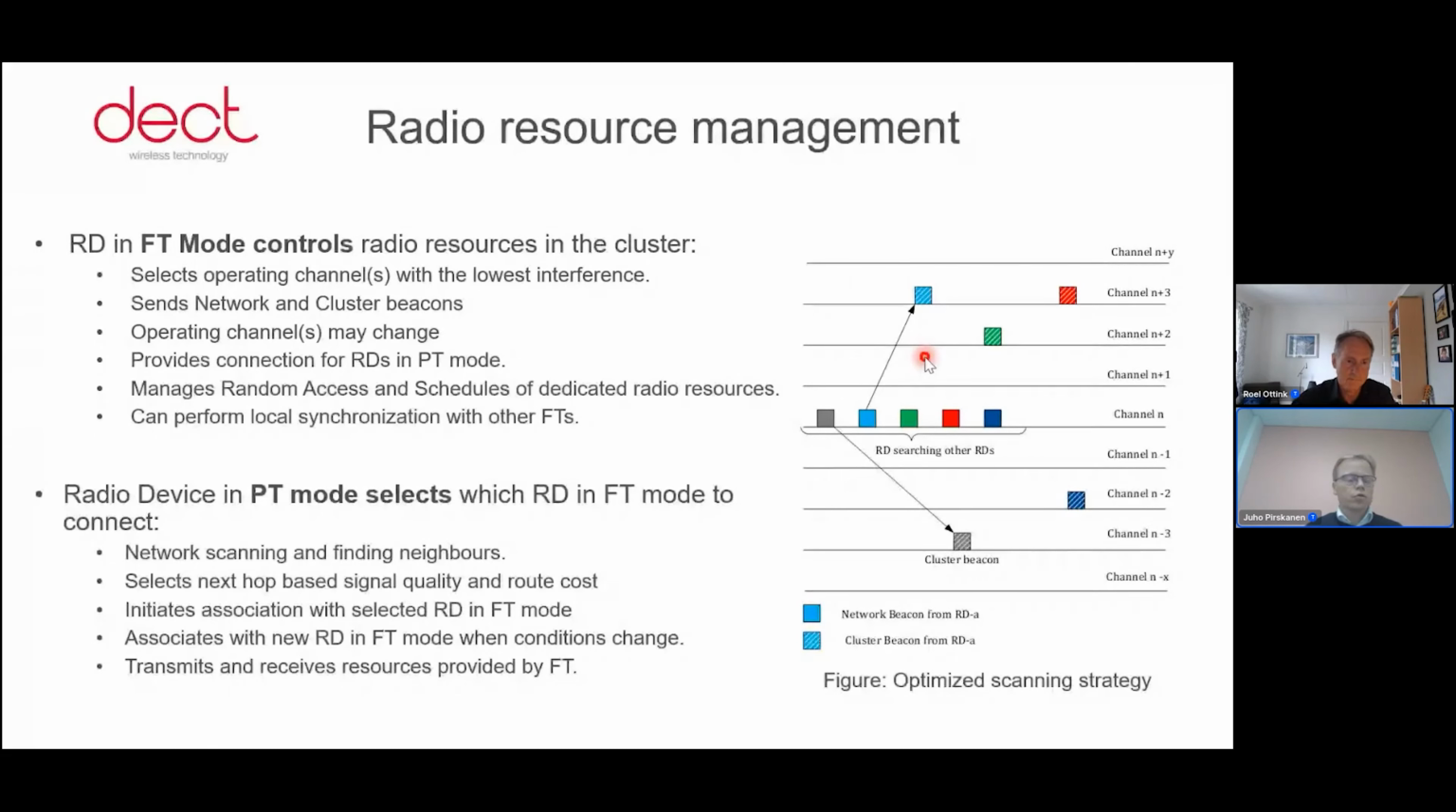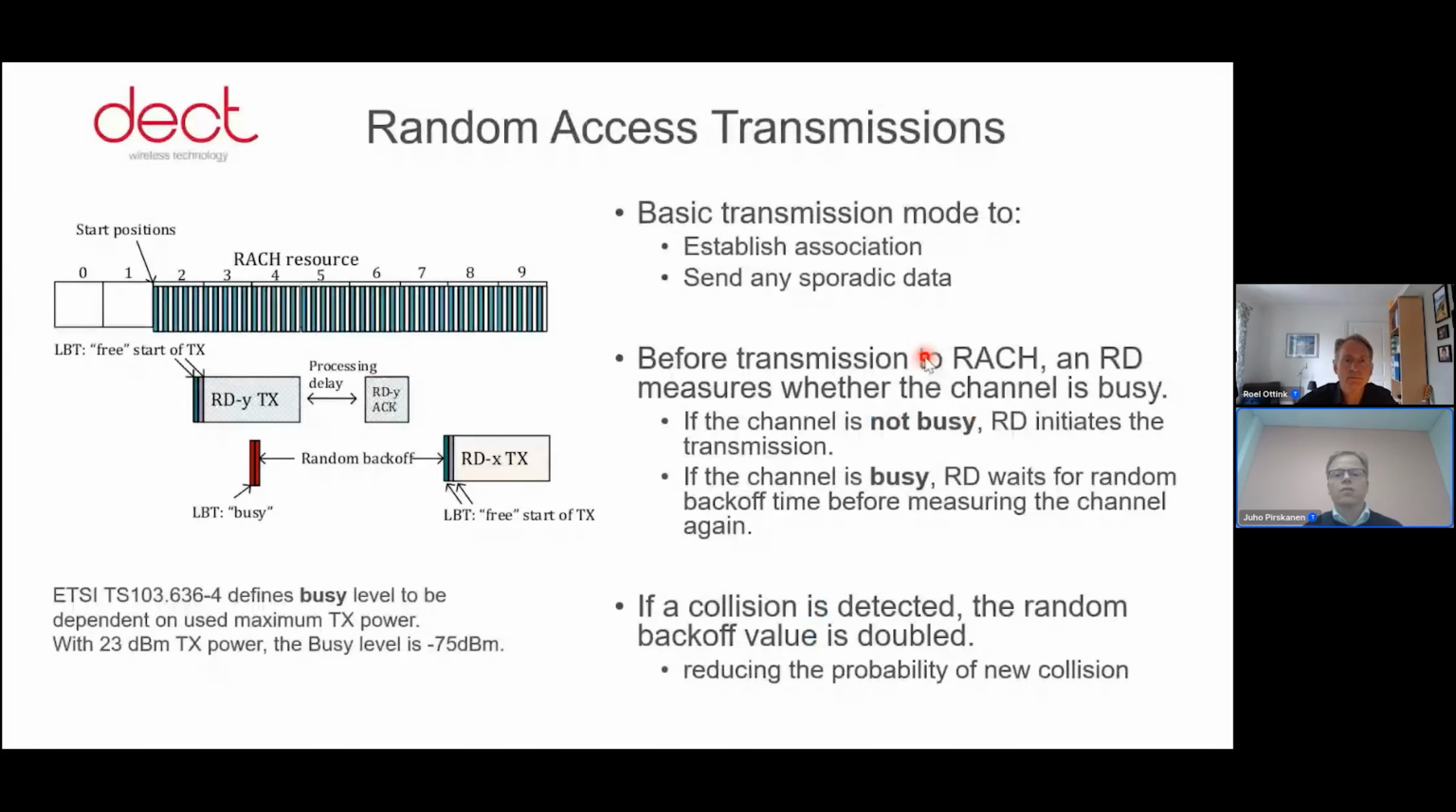Okay, a few slides still to go. The first one is the random access. The random access is the transmission mode that the PT uses to establish the association. It can also be used for sending sporadic data. And as you saw in the basic figure of the transmission, you have the STF in the beginning, you have the PCC, and then you have the PDC for the data. The random access uses exactly the same packet transmission format.